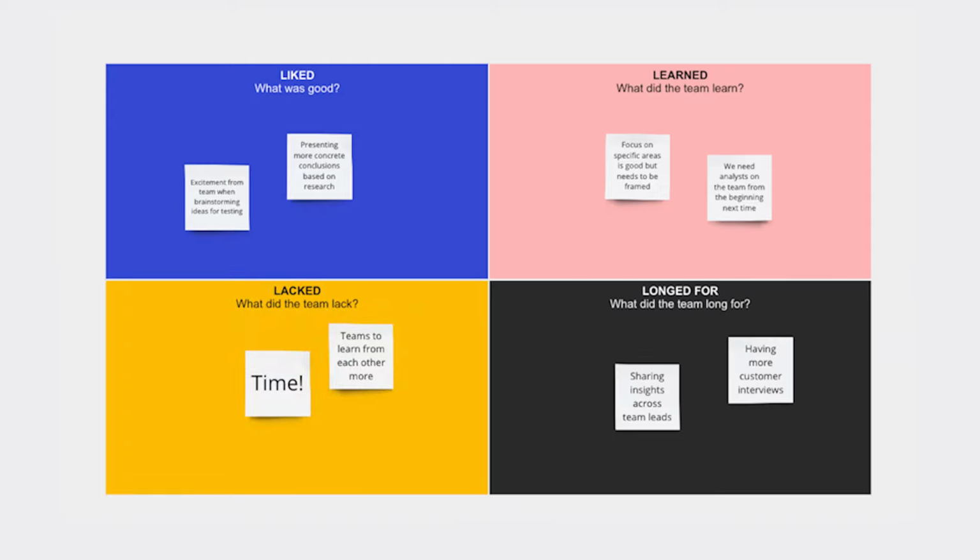The 4 L's: like, learn, lack, long for. Divide the board into 4 sections: like, learn, lack, and long for. Ask the team to write on sticky notes what they like about working on a project, what they think they could learn, what the team believes the project or the team lacks, and what they long for. This is a great way to gain insight into both the good and bad aspects of teamwork on the project, while at the same time getting directions for future changes and learning.